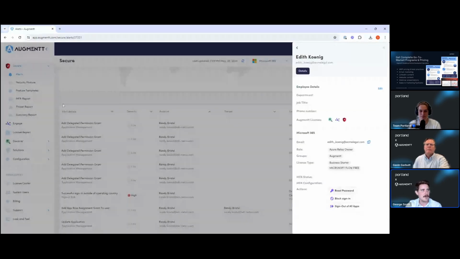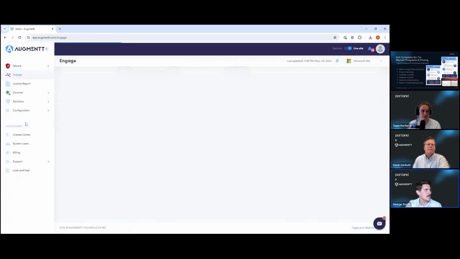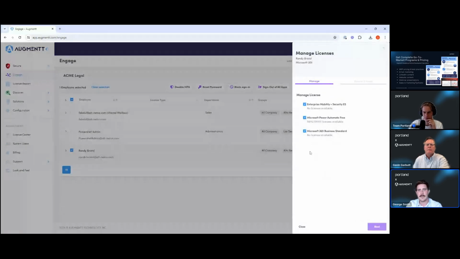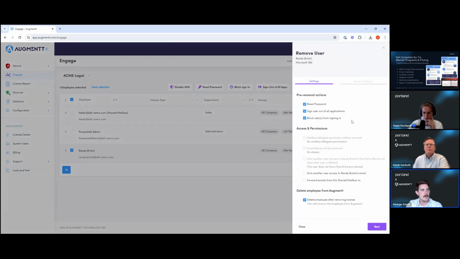Now, this is actually part of our Engage module, which I'll just hop into quickly over here, that has a lot more functionality to it than just simply resetting passwords. So again, clicking Randy, we can turn MFA on and off. We can manage what type of distribution lists or groups he's part of. We can change his license depending on the ones you have access to, or most importantly, we can actually offboard him as well. And again, Augment bakes in all the best practices.